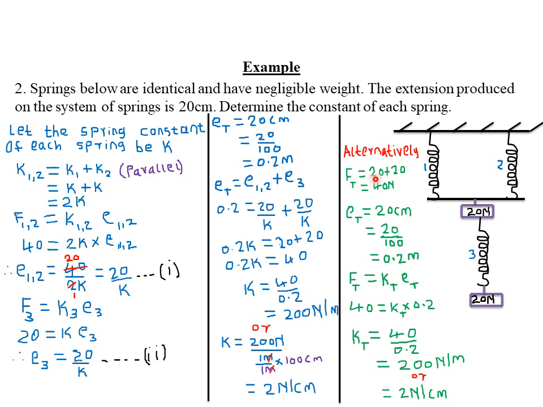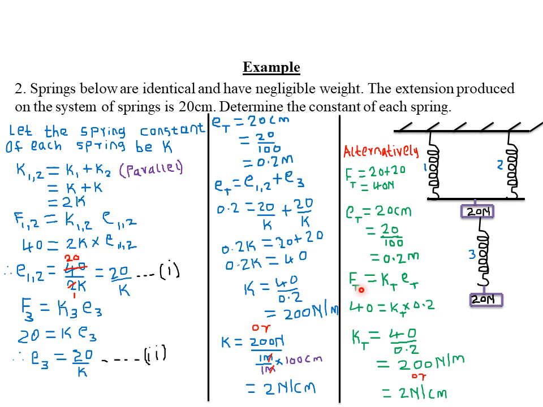So the F total acting on the whole system is 20 Newton plus 20 Newton, which is 40 Newton. Then the total extension, that is the extension produced on the system, is 20 centimeter. That is, E total is equal to 20 centimeter. So to convert it into meter, we divide by 100 so that we obtain 0.2 meter. Then from Hooke's law, we know that force is equal to KE.